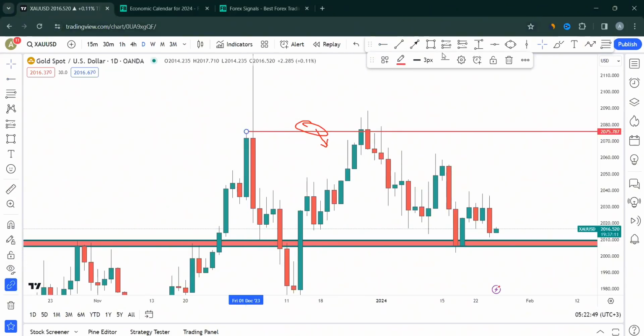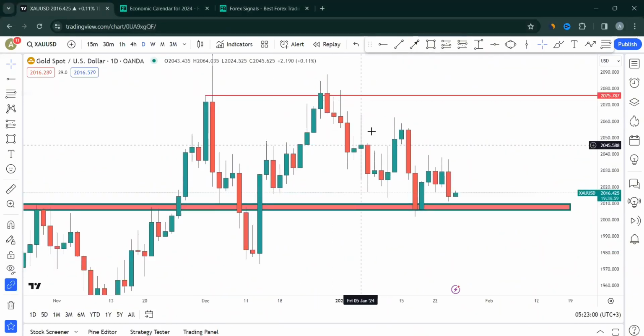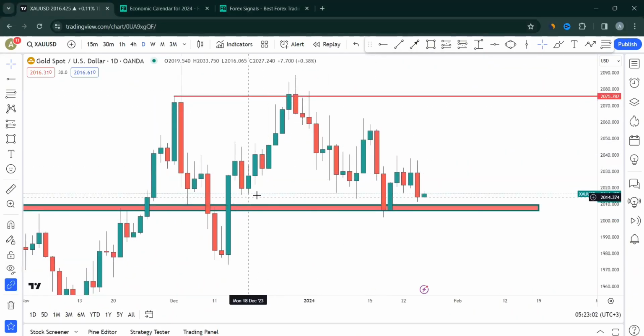Let me just clear this to make the chart clean. Price did what? Price didn't touch our area, went up and hit the target that we're actually targeting. So this trade was not valid. It didn't fill us in. So the market came back and touched our area.